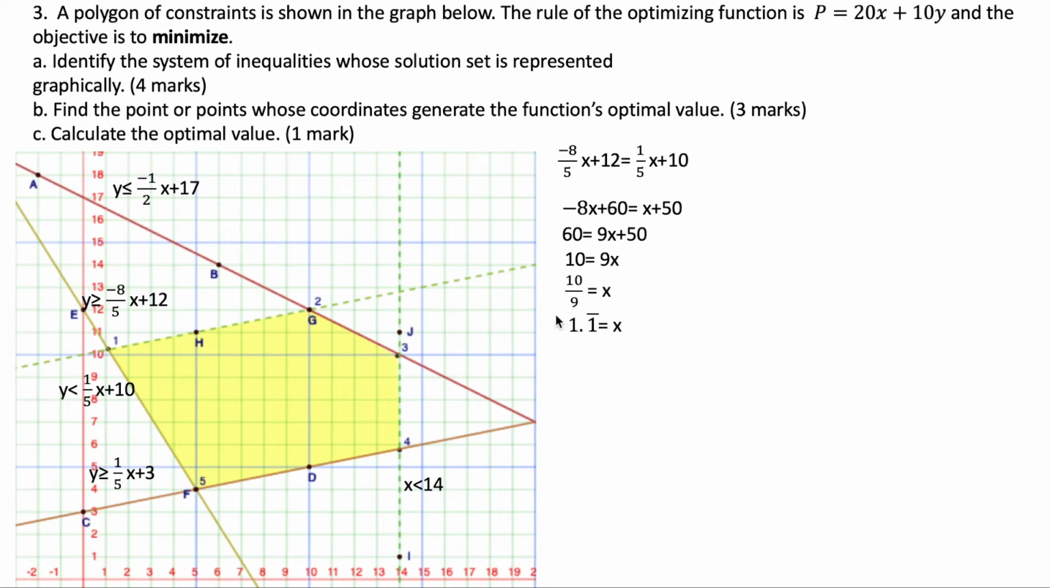And then I can feed that back into either of these two equations. If I feed it back into this one, y is equal to 1/5 of the x value, 1/5 times 1.1 repeating, plus 10.